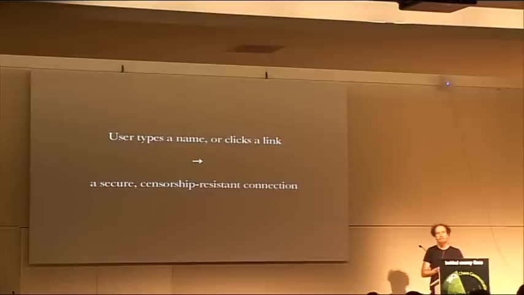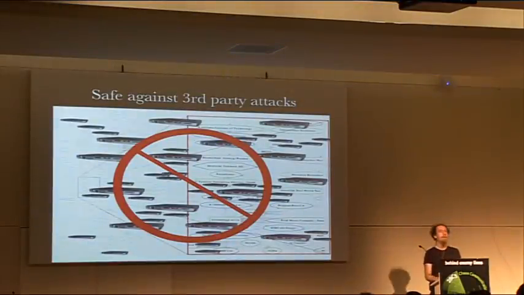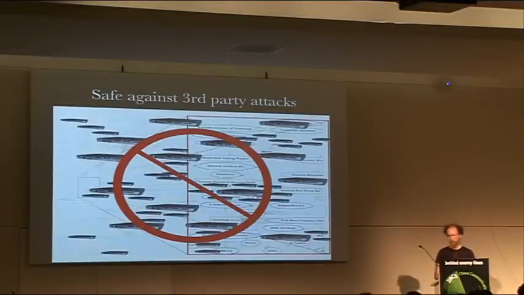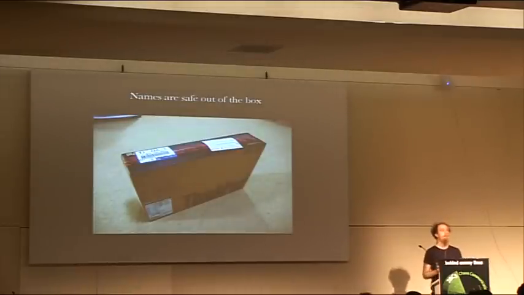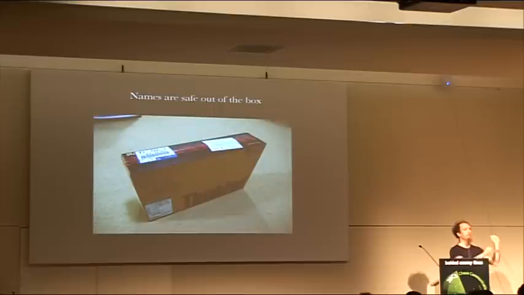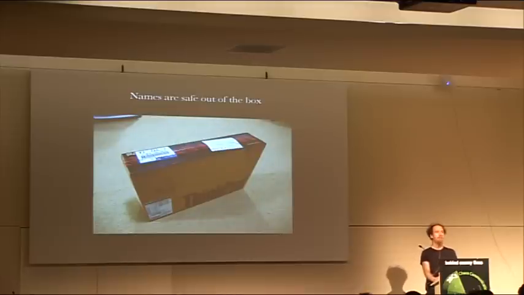So what would a good solution to these 3.5 problems look like? First of all, we'd like a system where the user types in a name, or they click a link, and they just automatically and transparently get a really secure and censorship-resistant connection to that name that they were trying to talk to. In a way that's safe against this huge collection of third parties that we currently know can be used to compromise a TLS connection. And it works out of the box for a name you haven't looked up before. So if you get a new machine and open it up, you're safe from day zero. Or if you walk into an internet cafe and you get lucky and the machine that you're sitting down at doesn't have malware on it, you then get a safe connection.